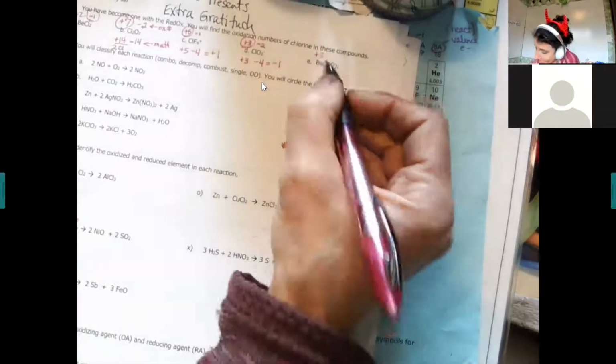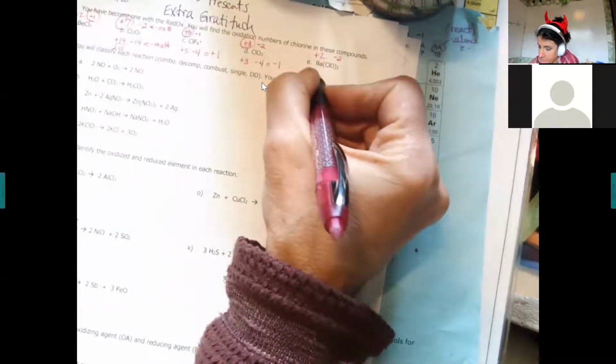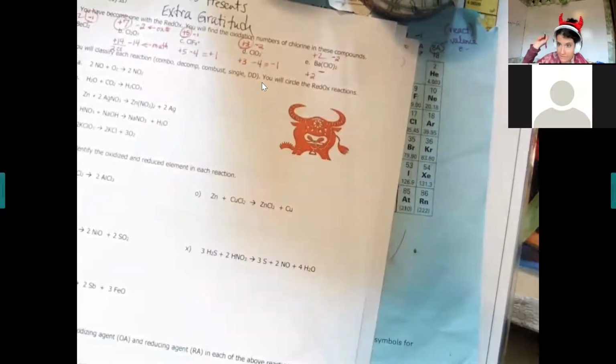All right, the last one, barium, is in the 2A's on our periodic table. Oxygen is going to get to be the -2. Now we have to do some math. So the barium's a +2. This is the monkey in the middle. And I do have my monkey hanging up there.